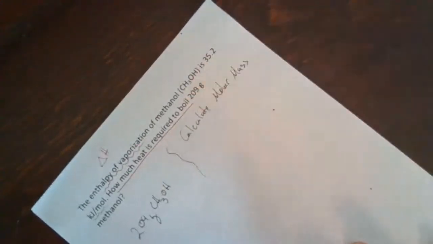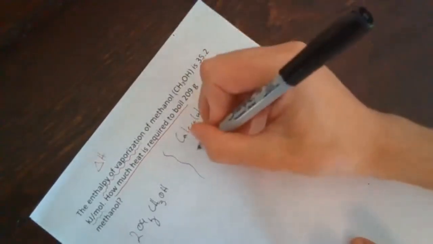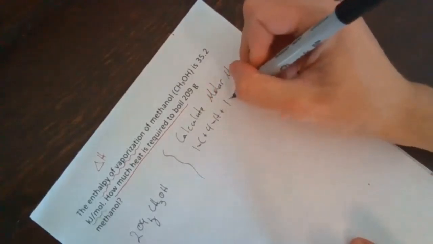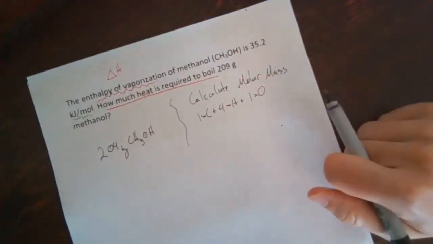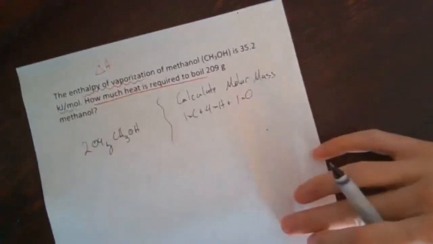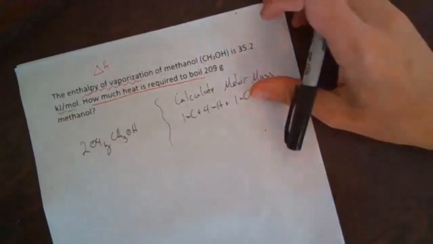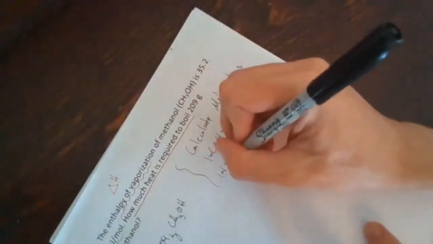Calculating molar mass is going to be based on the atoms in our molecule. So I have 1 carbon plus 4 hydrogens plus 1 oxygen. And then I need to know the mass of each type of atom. And I find those on the periodic table. Those are the mass values that are on the periodic table.